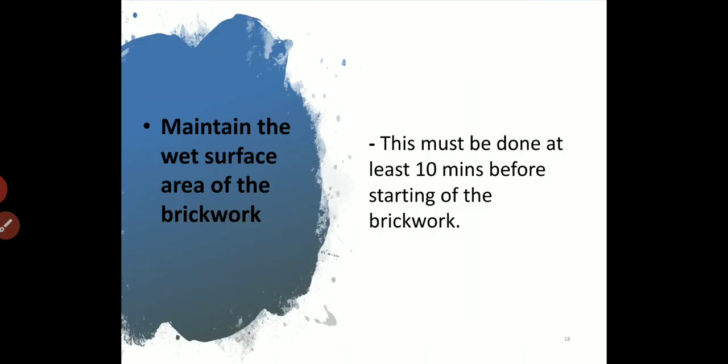The next is maintaining the wet surface area of the brickwork. You know that any surface before starting brickwork must be properly wetted in order to get a good bond between the old surface and the new course of the brickwork. So this must be done at least 10 minutes before starting the brickwork. So water shall be sprayed on the surface for this purpose. Okay. So why should the area of the surface be wet? Because of the proper bonding.